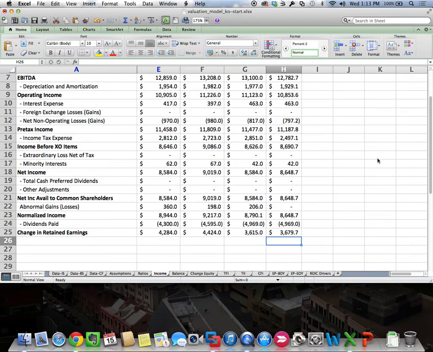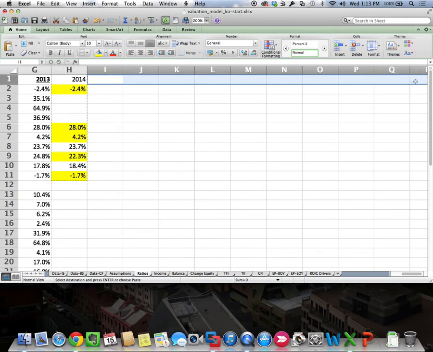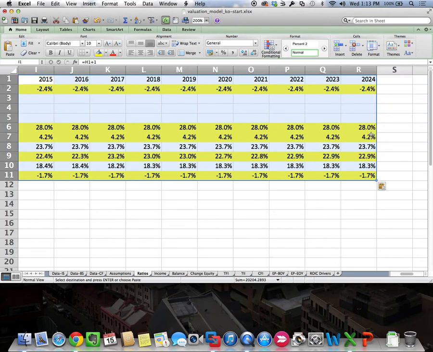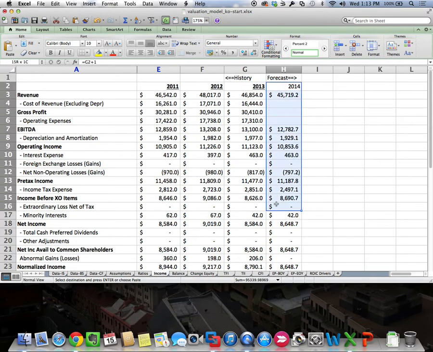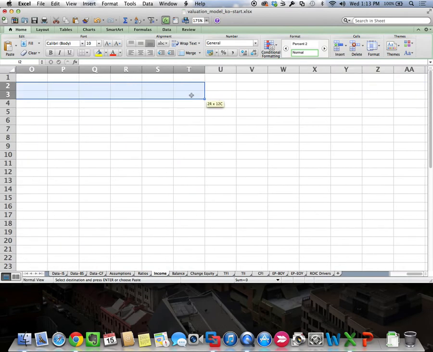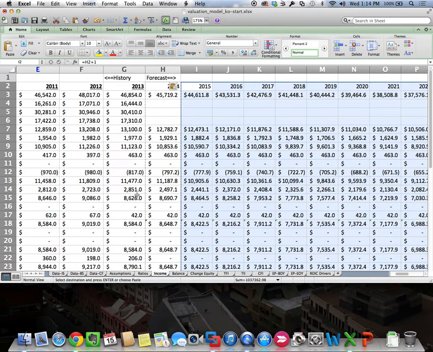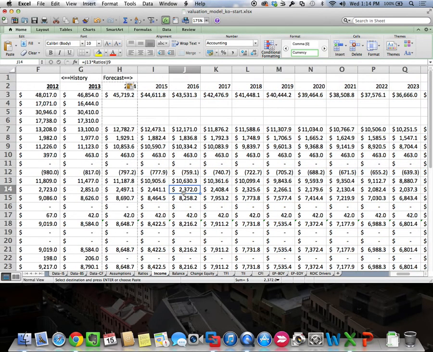All right, here's our last step. Now that we've forecasted our change in retained earnings, we've gotten the entire income statement forecasted, what we're going to do is we're going to go back to the Ratios tab, and we're going to take 2014's income statement ratios, copy them, and paste them out to column R, as in Robert, 11 years in the future to 2024. Then we're going to come back to the Income tab, and we're going to take column H, copy it, and again, paste it out to column R to 2024, so that we now have a forecast of Coca-Cola's income statement going through the year 2024.